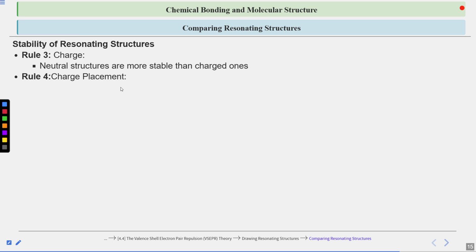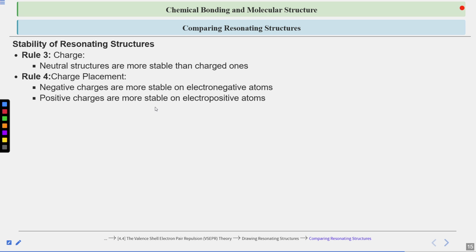Therefore, what we can say is that neutral species will be more stable. The second thing I said about the charge is that the negative charge should be present on the more electronegative element. If it is so, then and only then will your structure be stable. Whereas the positive charge should be present on the more electropositive elements. Here is an example for you. So can you just count and tell me which of these two structures will be more stable?